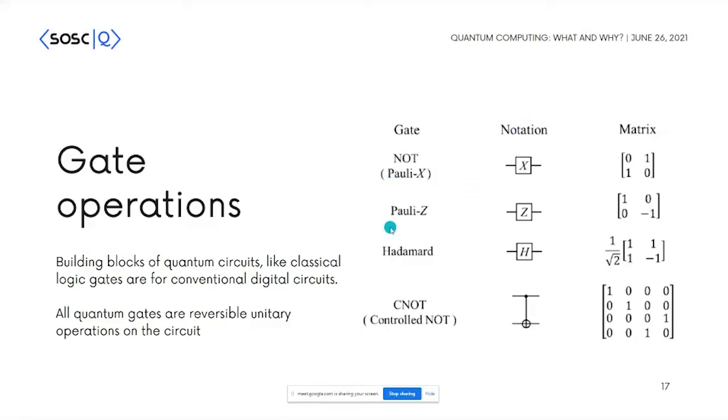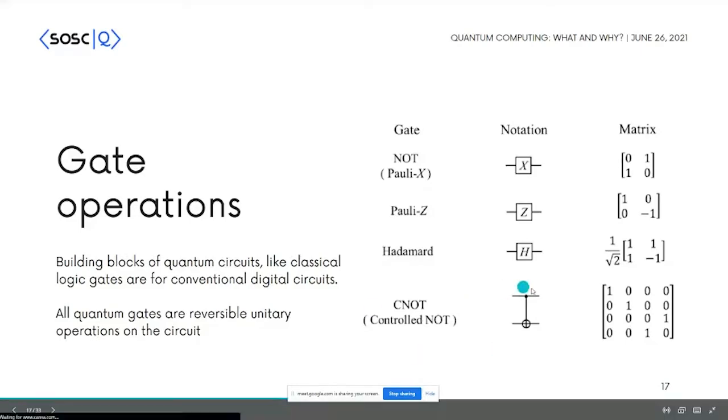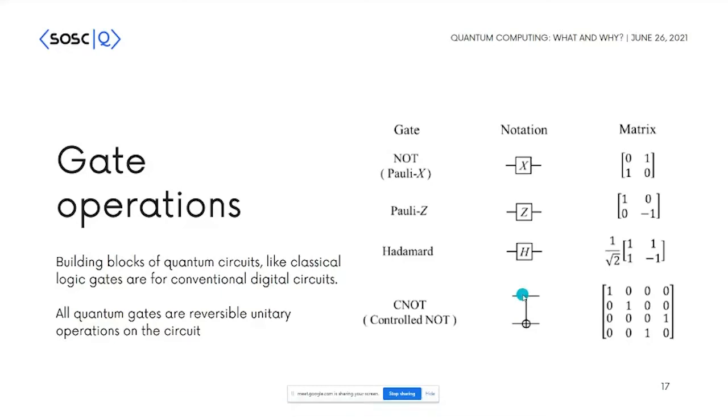We have a Pauli Z, which is called a phase flip gate. We'll come to that later. We have a Hadamard gate. This is a very important gate. Basically, if you apply a Hadamard gate to a qubit, it puts it in superposition, right? And we have a CNOT gate, which is also called an entangling gate, right?